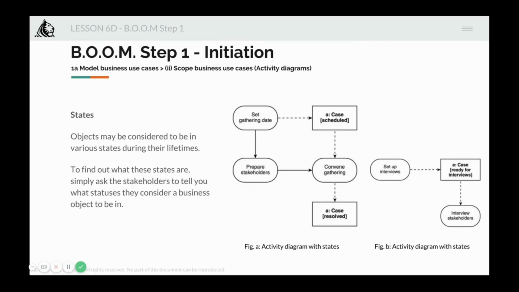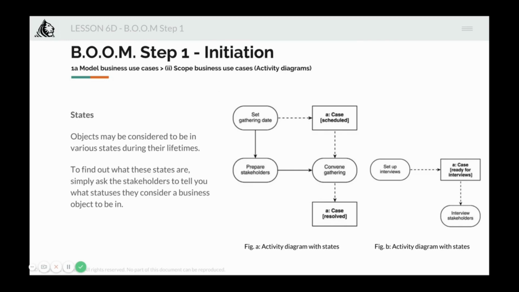So objects may be considered to be in various states during their lifetime. For example, invoices pass through some of the following states: created, due, paid, past 30 days, written off, etc. To find out what these states are, just ask the stakeholders and they will tell you what are the statuses they would like to see in the product. That is a very good starting point, right?